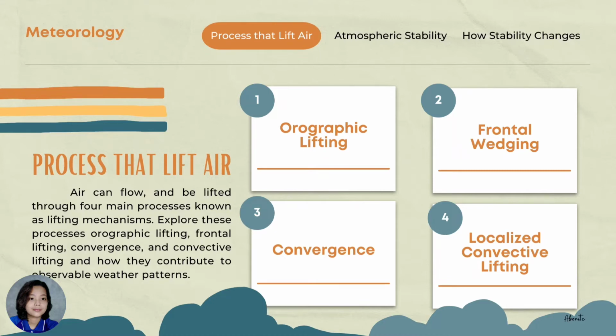When air does flow upward, we get some interesting weather processes like cloud formations, precipitation, thunderstorms, tornadoes, and hurricanes. Let's explore these processes and see how they contribute to observable weather patterns.